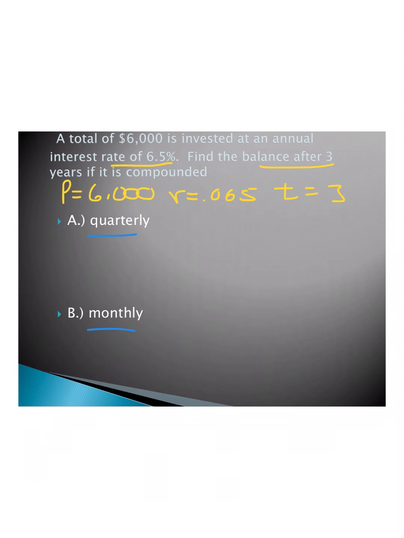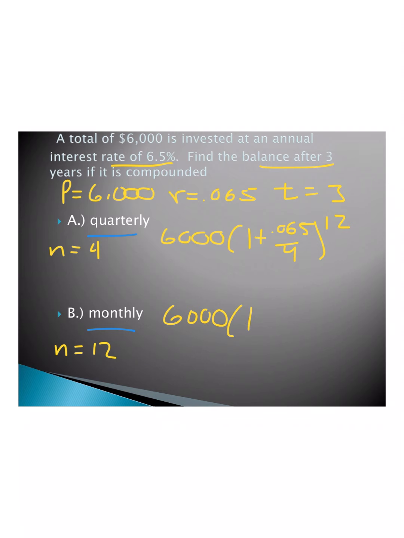For the quarterly account, that's going to give us our n value. So I'm going to say n is going to be 4. And then for the monthly one, n is going to be 12. So we're going to set up our problem and again compare what we get as our answers. For part A, we have 6,000 times 1 plus 0.065 over 4, raised to the 12th power. Again, I multiplied my n and my t value together just to make sure I don't have any calculating mistakes. For B, very, very similar.